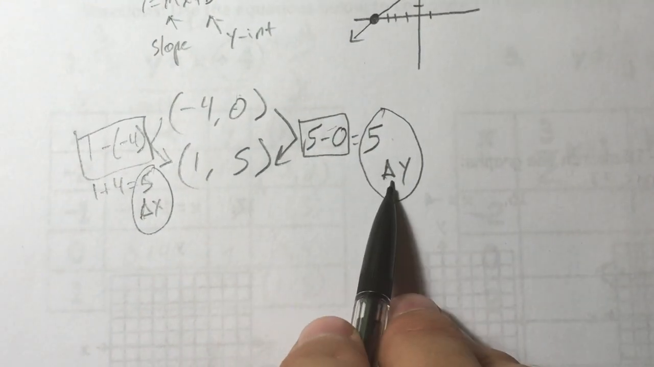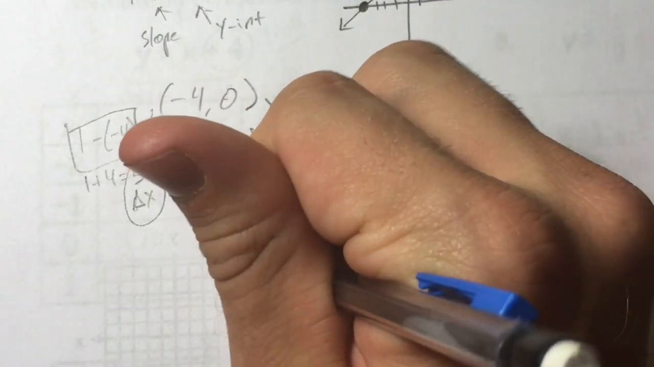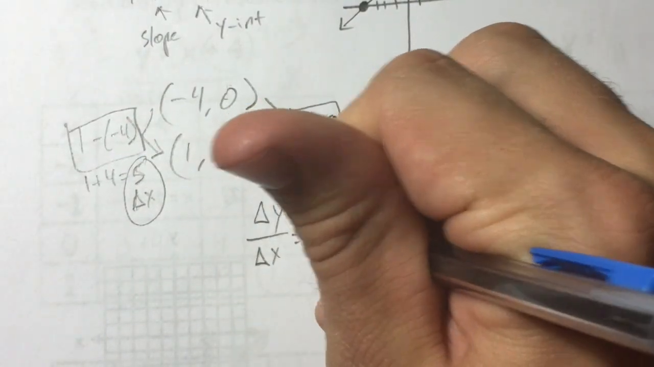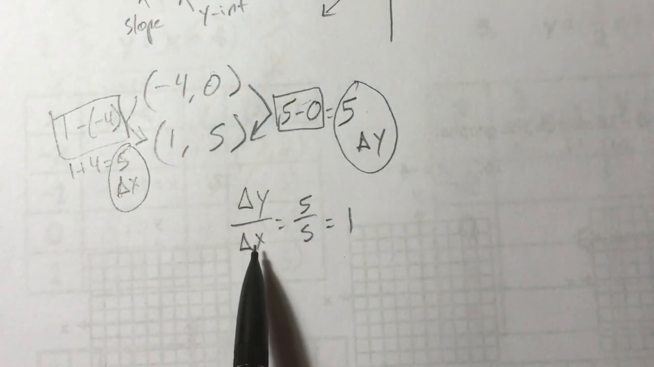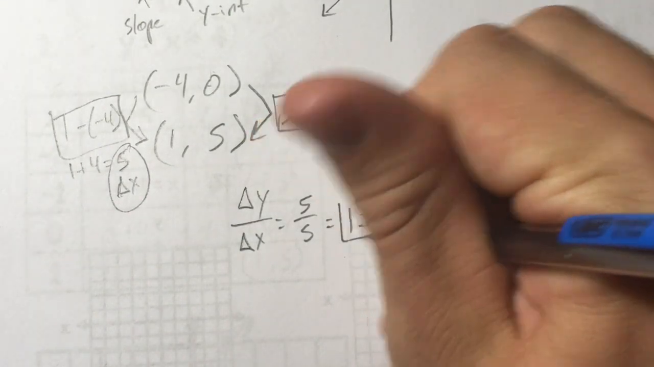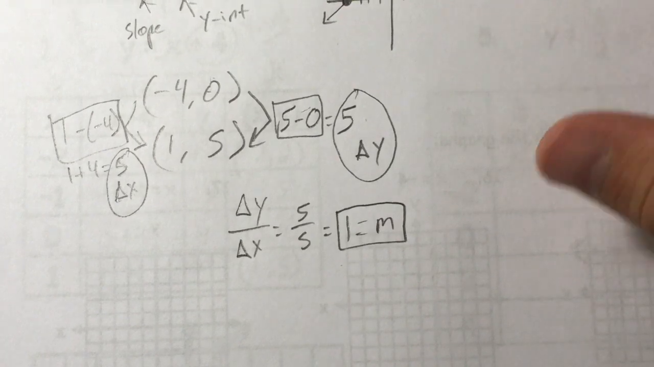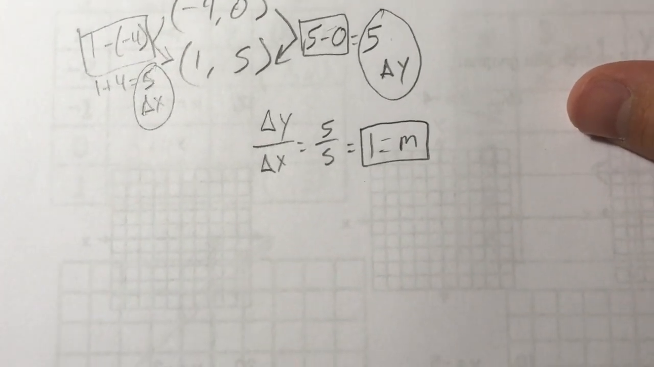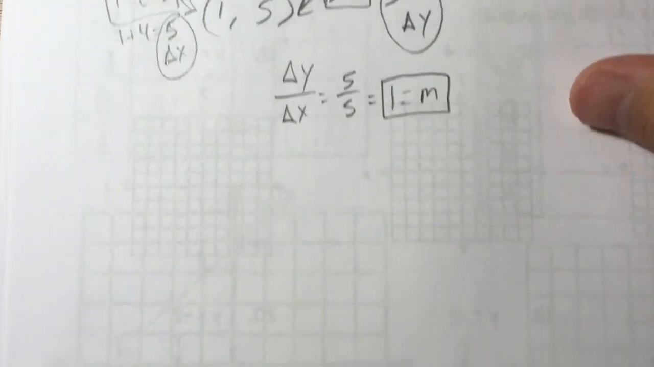Our change in y is 5, our change in x is 5, so change in y over change in x is 5 over 5, which is the same as 1. Change in y over change in x is our rate of change, or our slope. So this is our value for m. So we have our slope, but now we need to find the y-intercept. We're just going to work backwards from one of the points that we already know.